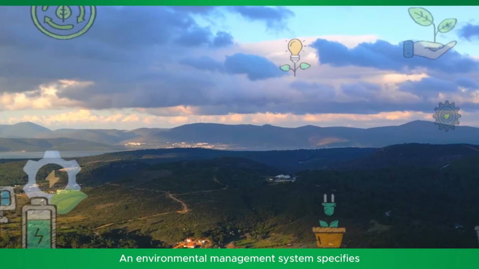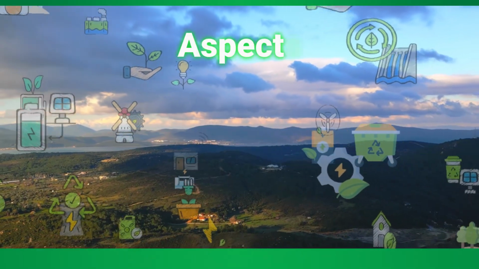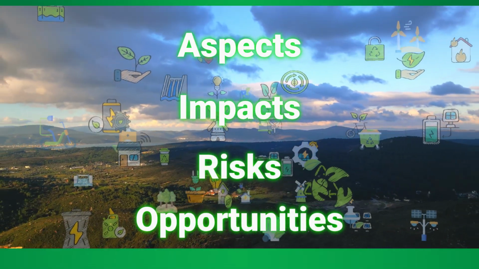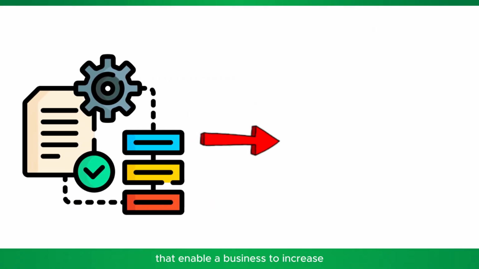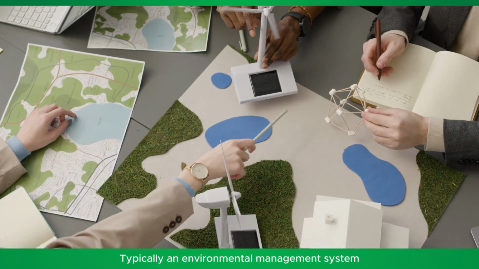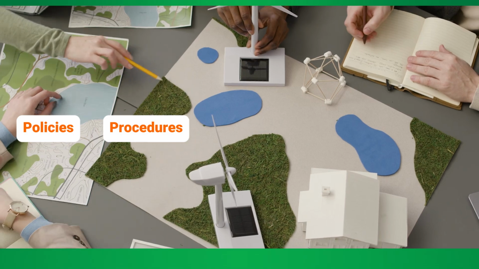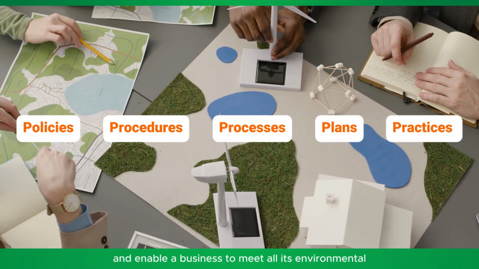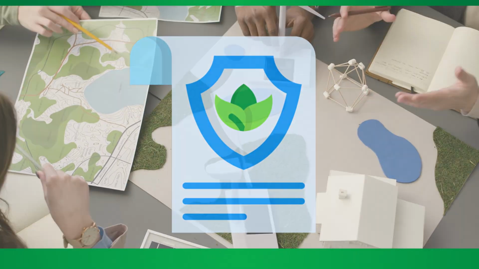An environmental management system specifies how a business manages its environmental aspects, impacts, risks, and opportunities. This system will outline a set of processes that enable a business to increase its environmental efficiency. Typically, an environmental management system will characterize a set of policies, procedures, processes, plans, and practices for managing risks and enable a business to meet all its environmental legal obligations.